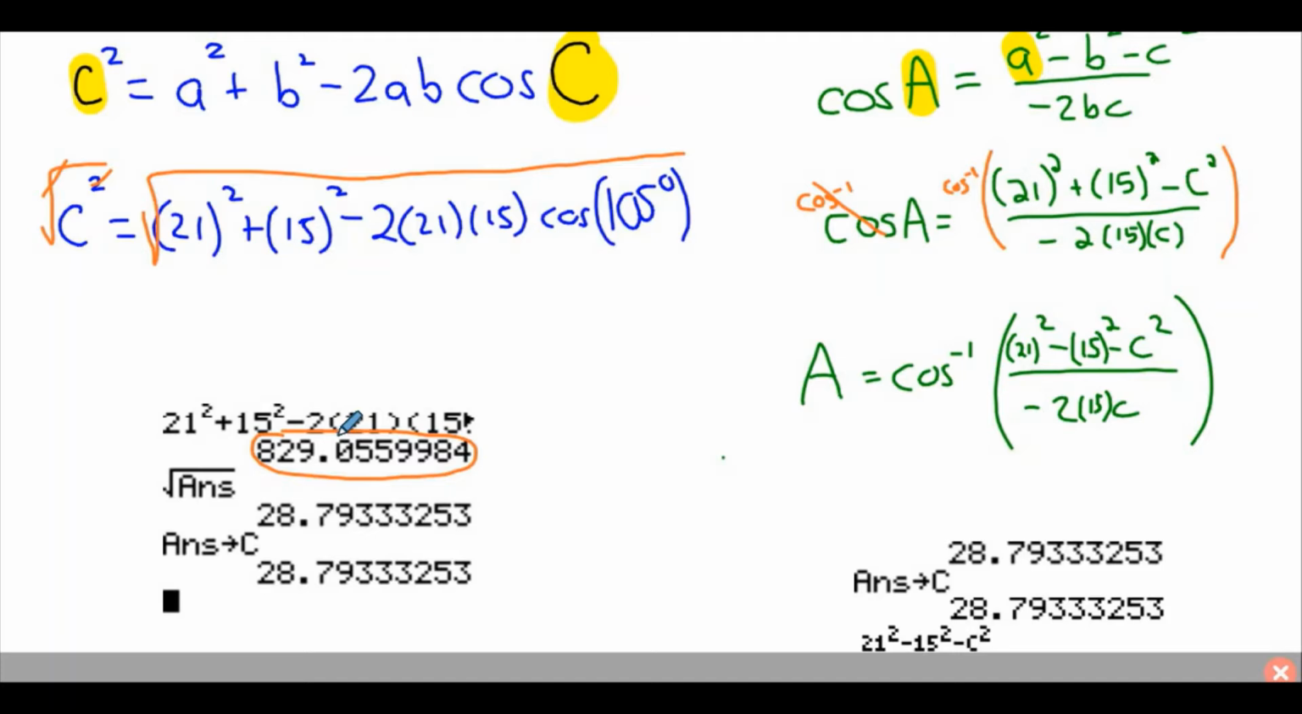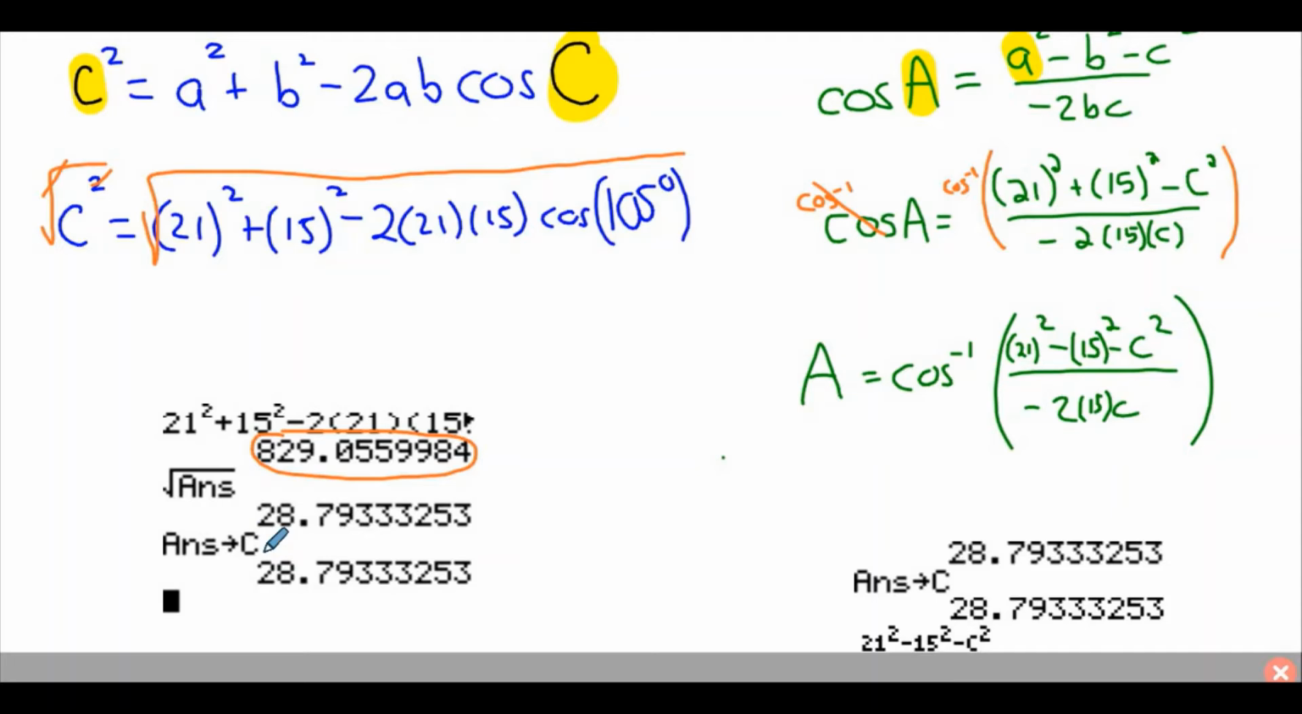The biggest mistake students make, believe it or not, is they think the answer is 829. They don't realize they need to take the square root. So once you take the square root, you get that the side you're missing is 28.793. And you can immediately store that. The way I did this on the calculator, there's a button for store. On the TI, it actually says STO, and it's on the left side of the calculator. And on the Casio, it's a little arrow.